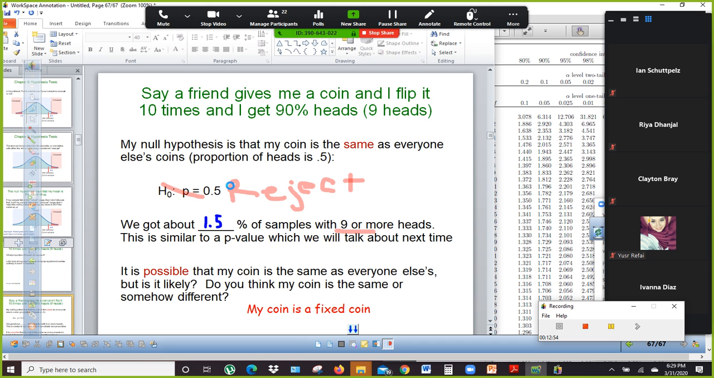The null hypothesis said that my deck was the same as everybody else's deck, right? 50% red, 50% black. We rejected that and said, Ms. Young, you have a fixed deck, because we got something unusual. So that's the whole idea. If you take a sample and your sample is really unlikely, unusual, then you reject the null hypothesis and say that there's probably something else going on.